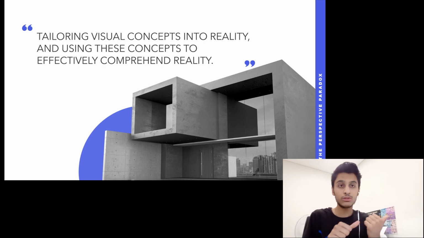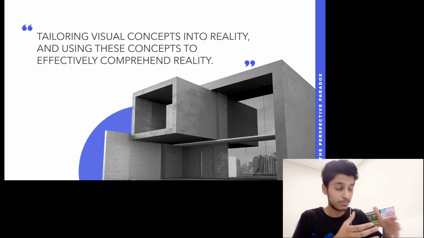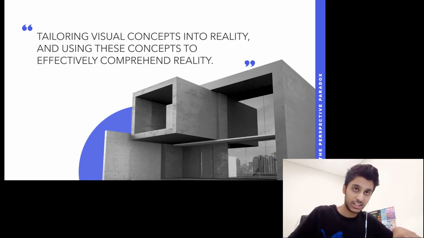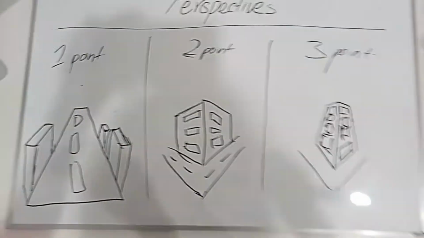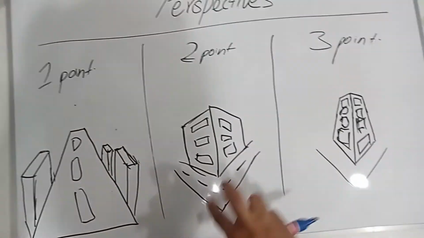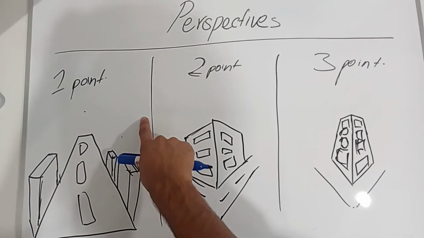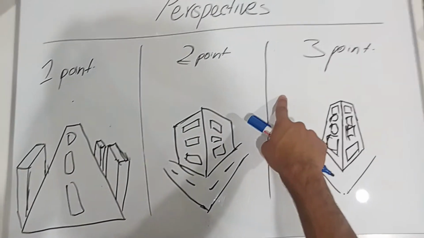So let's quickly go to the whiteboard, and that's where I'll explain in a bit more detail what I'm actually thinking of doing. Okay, so let's look at a more detailed explanation of what I just explained. Starting with the three types of perspectives: we have 1 point perspective, 2 point perspective, and 3 point perspective.